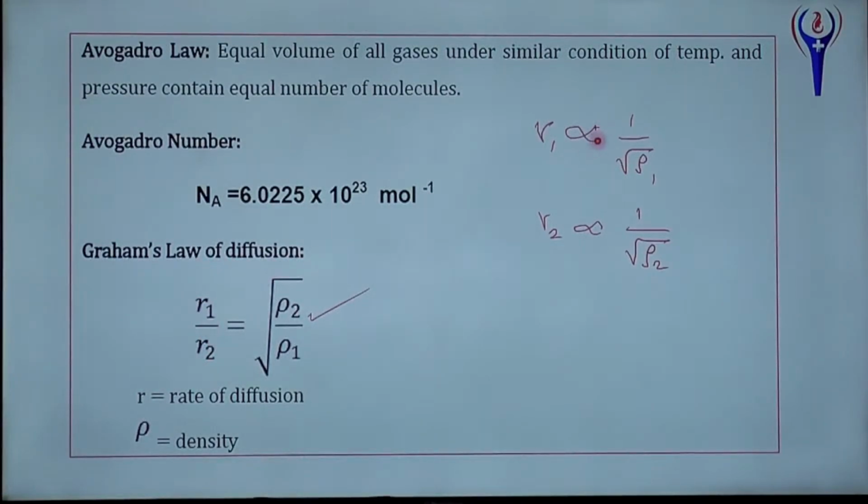State Graham's law of diffusion. Rate of diffusion is inversely proportional to square root of the density. Okay, noted.